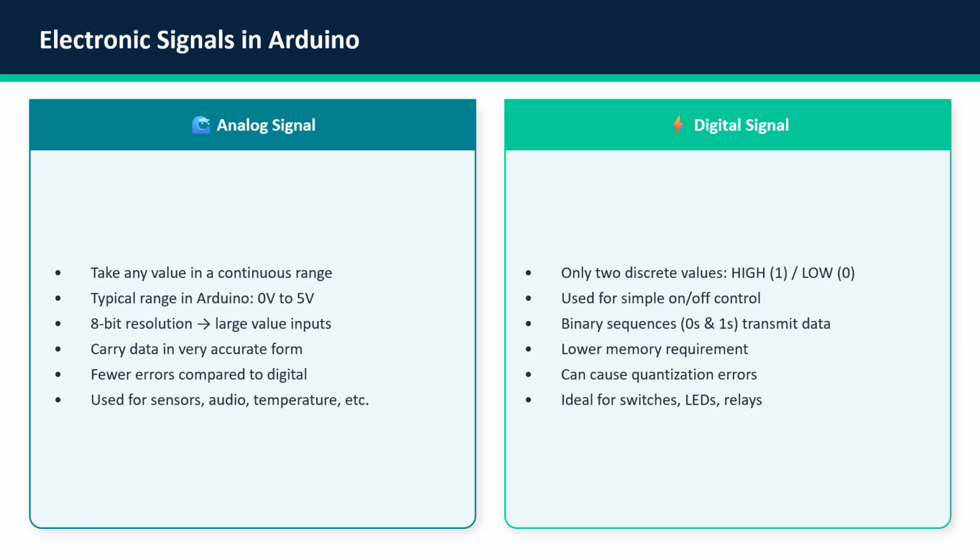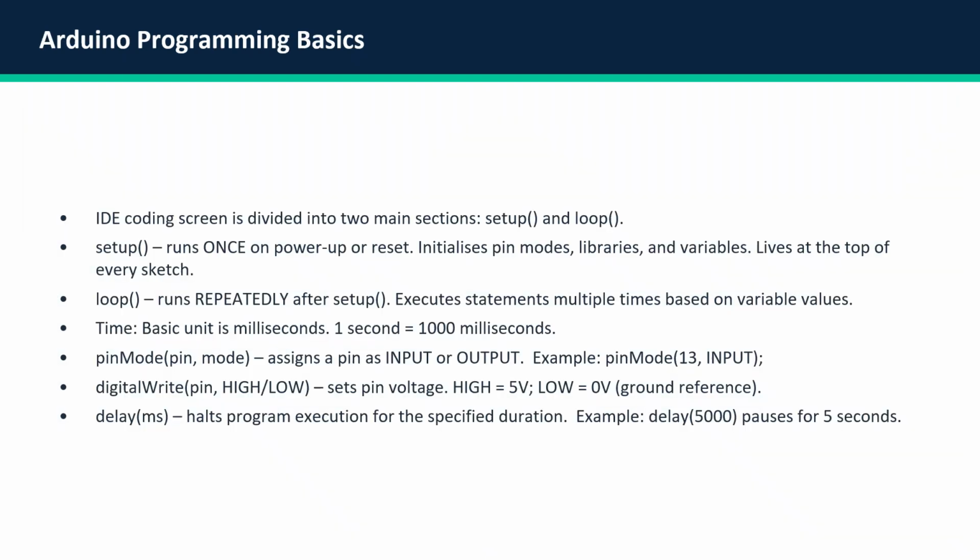Electric signals in Arduino. It consists of two signals, analog signal and digital signal. Analog signal takes any value in a continuous range. Fewer errors compared to digital. The digital signal has only a few discrete values, 1 and 0. 1 is high and 0 is low. Used for simple on and off control. Lower memory requirement, but can cause quantization errors. This is suitable for switches, LEDs and relays.